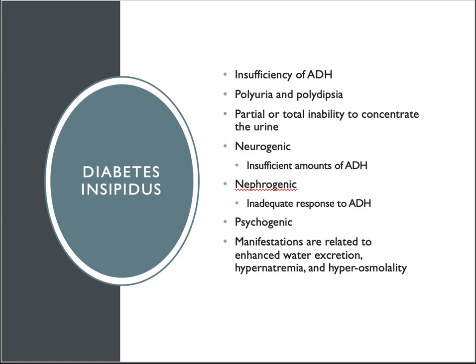Psychogenic is a little bit different, and it has to do with a psychological need to eat a lot of salt, which then causes you to drink a lot of water and therefore have a lot of urination. So the ones you need to really know are neurogenic and nephrogenic. And the neurogenic one is the most common.